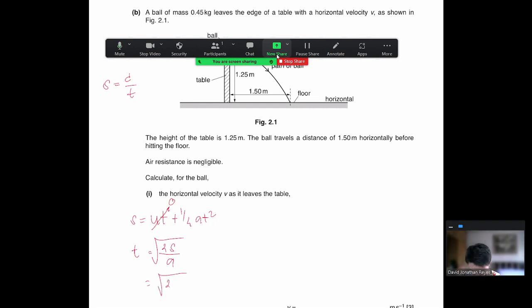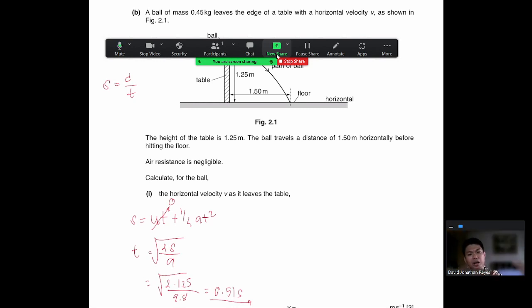That's 2 times 1.25 all over 9.8. 9.8 is the value of our acceleration due to gravity. The acceleration here is acceleration due to gravity. All right, so let's solve for that. 2 times 1.25 divided by 9.8, and you will get 0.51. 0.51 seconds is the time that we need to reach 1.5.